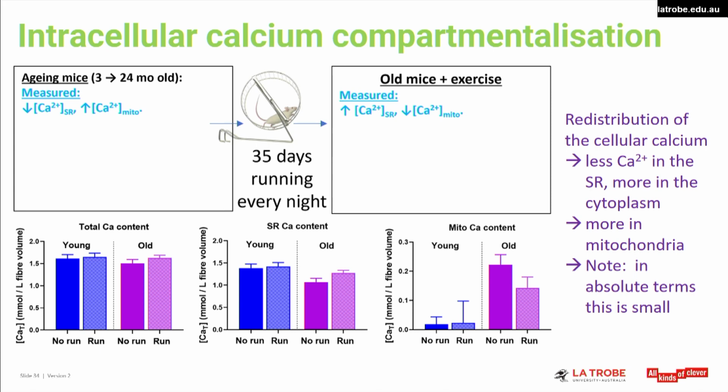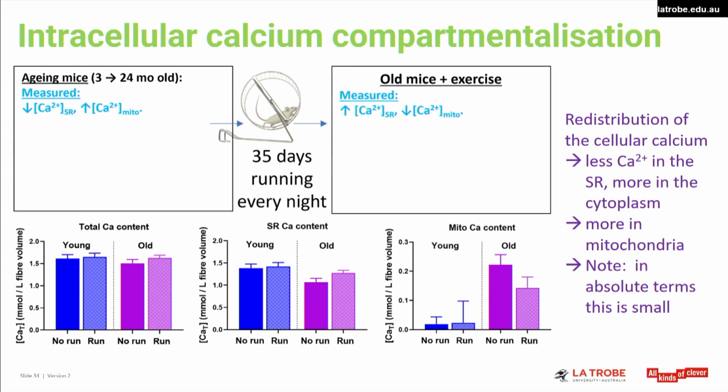So here you've got the amount in the mitochondria in the order of 0.02 or 0.03 millimolar in the young animals, whether they've run or not. And in the older animals, there's a lot more. It's in the order of 0.23 millimolar, so it's quite high. And then that reduces after there's a running session.